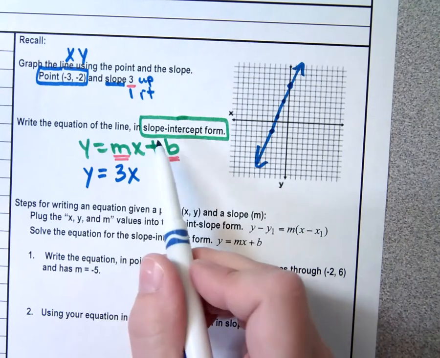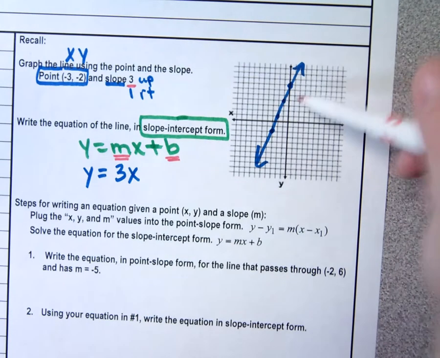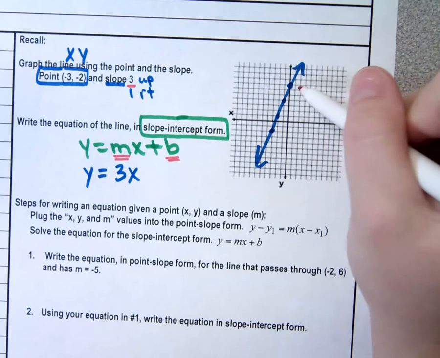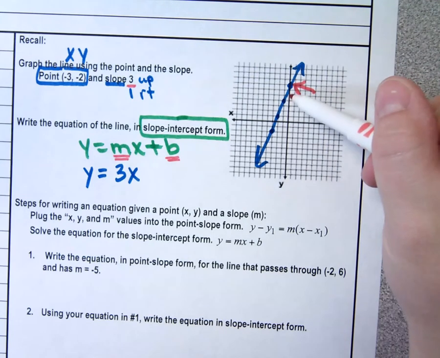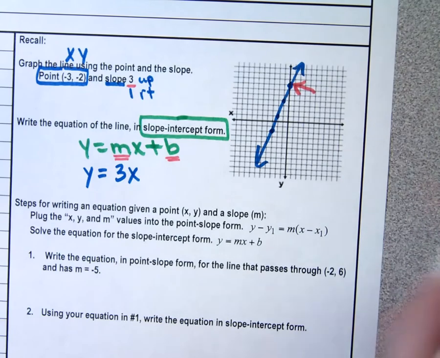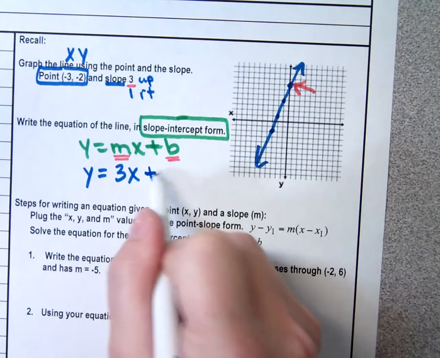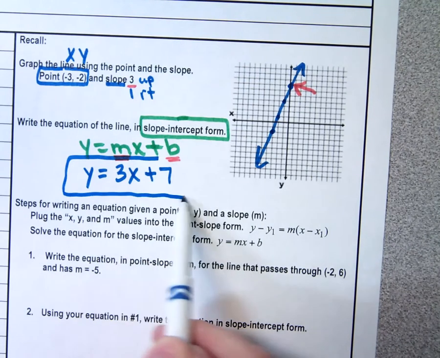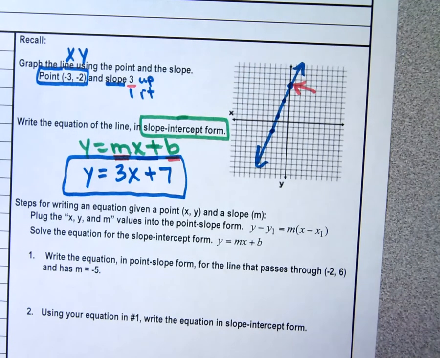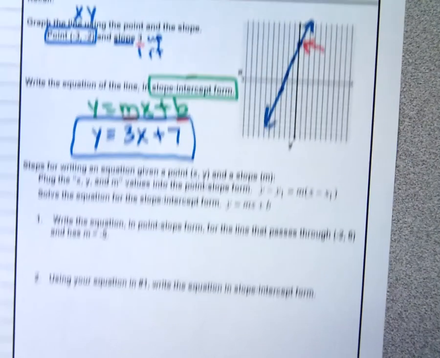And then what's the y-intercept? Where does this graph cross the y-axis? It crosses the y-axis right there, and what is that? 7, and it's a positive 7, so I'm going to put plus 7. And that's our equation in slope-intercept form. Okay, so that was review.